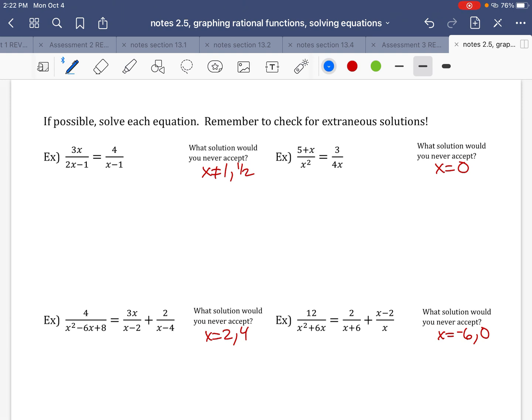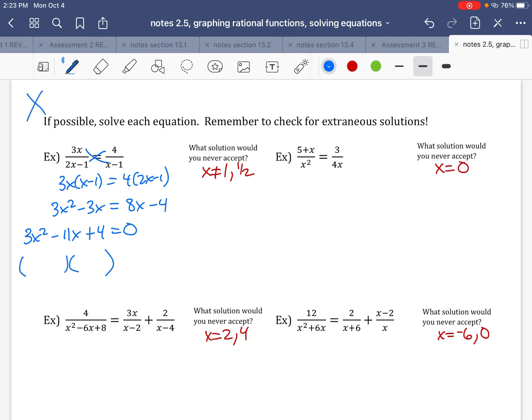All right, so example 1 here, cross multiply. So it's crisscross. I got 3x times x minus 1 equals 4 times 2x minus 1. So let's do it. So 3x squared minus 3x equals 8x minus 4. So we got to pull everything to one side and factor, because I have x squared and x's and numbers. So I'm going to have 3x squared minus 11x plus 4. All right, let's see if we can factor that.